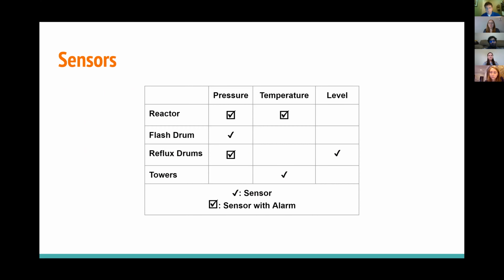We will have a sensor with alarms for the reactor, both for pressure and temperature. Our flash drum will just have a pressure sensor. On the reflux drums, we will have a level sensor, and then we'll have a pressure sensor with an alarm on there just in case the condenser does not fully condense and we have an increase of pressure. And we'll have temperature sensors on the top and bottoms of our 3 towers.